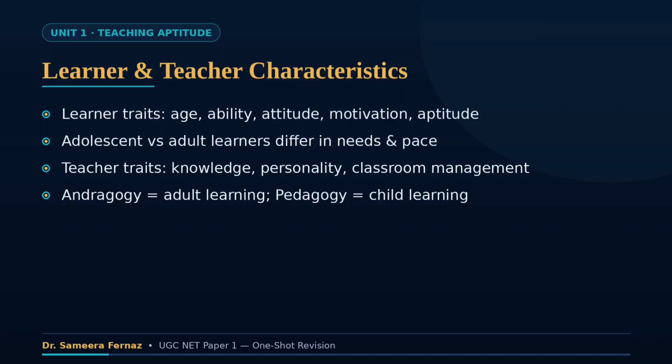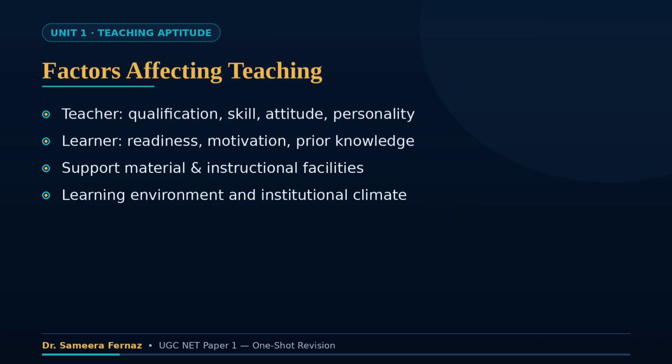Learner and teacher characteristics. Every learner is different. Age, ability, attitude, and motivation all matter. A quick term to note: teaching children is called pedagogy and teaching adults is called andragogy. The teacher's knowledge, personality, and class control decide how well students learn.